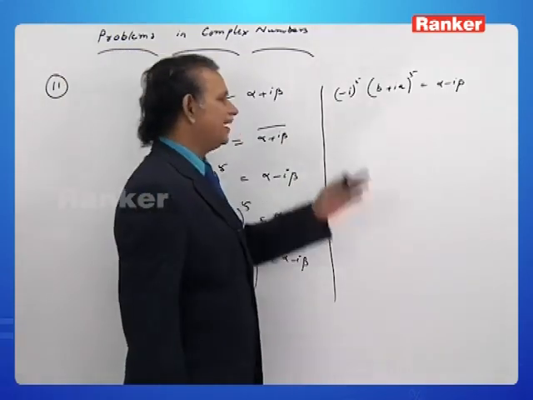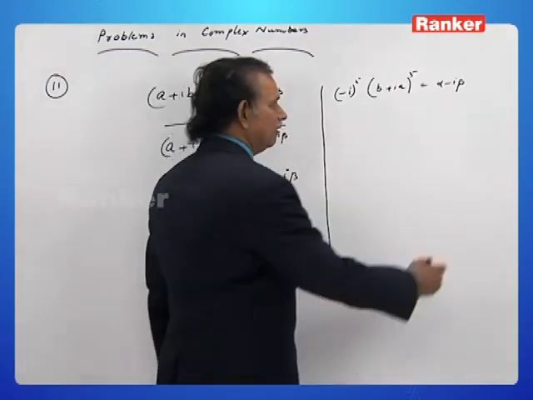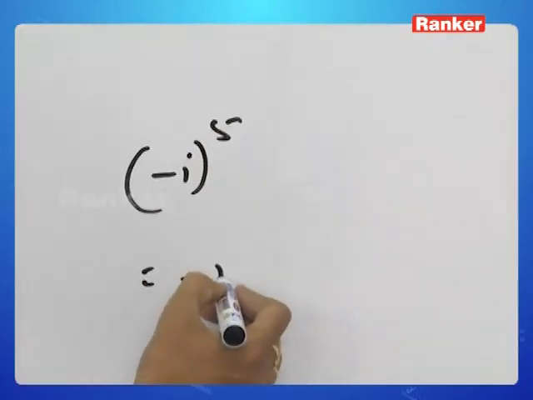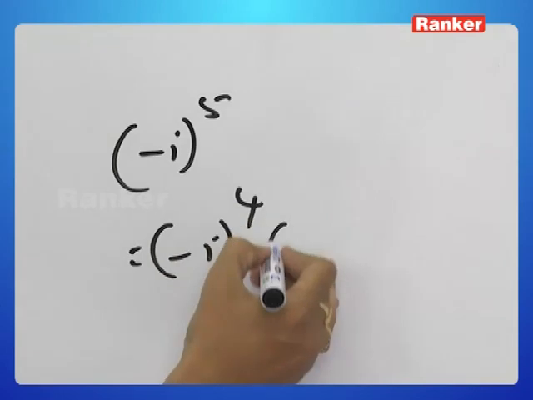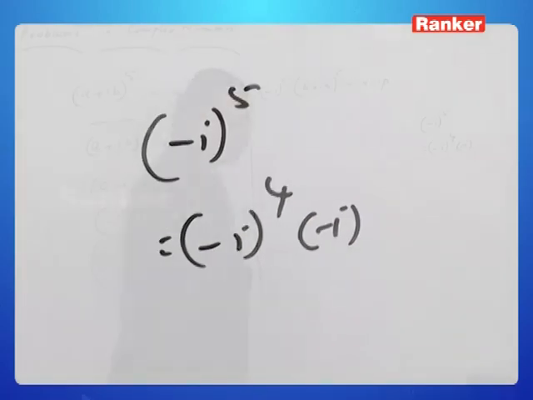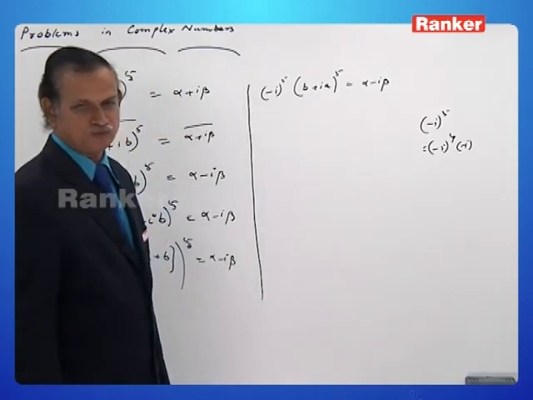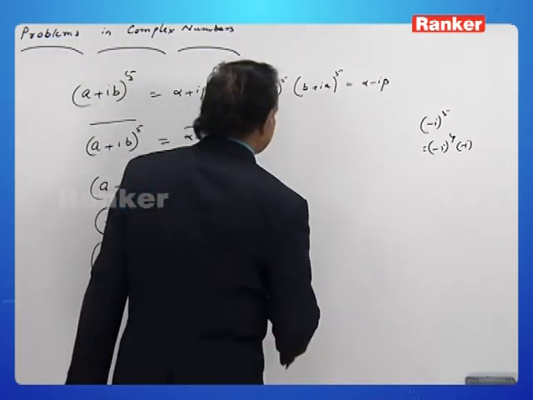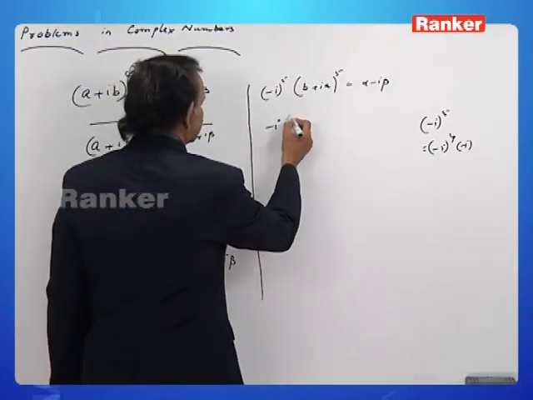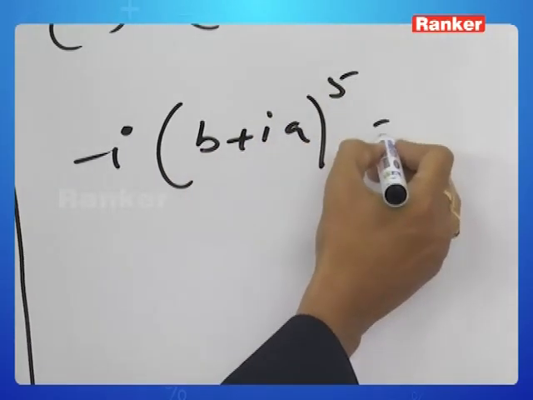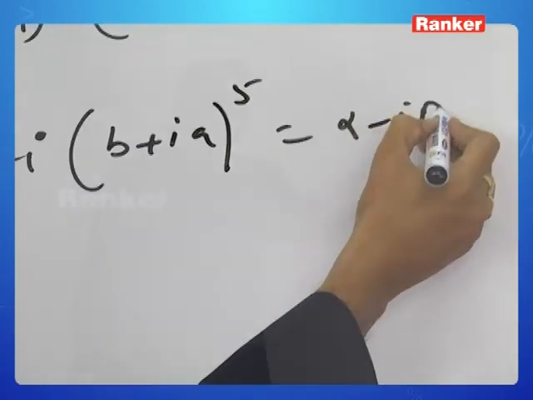Well, what is (minus i)^5? (Minus i)^5 can be (minus i)^4 into minus i, isn't it? What is (minus i)^4? It is 1. i to the power 4 is 1. 1 into minus i is minus i. Therefore, minus i into (b + ia)^5 is equal to alpha minus i beta.